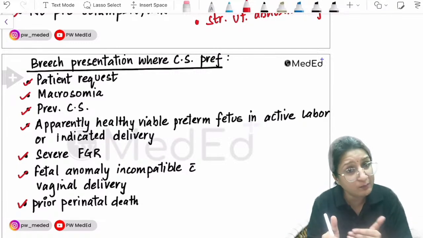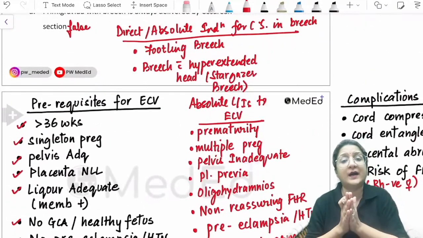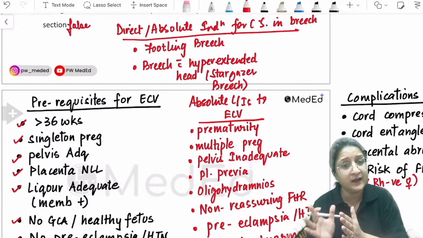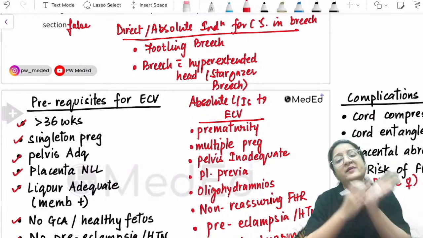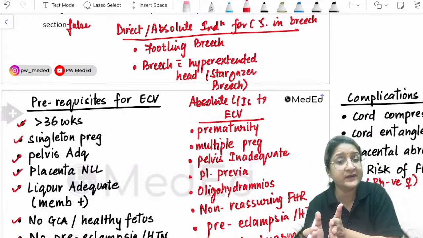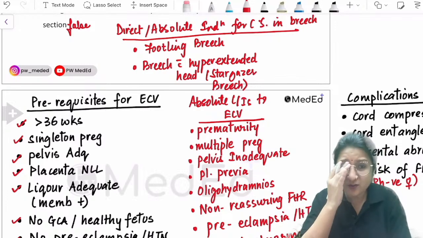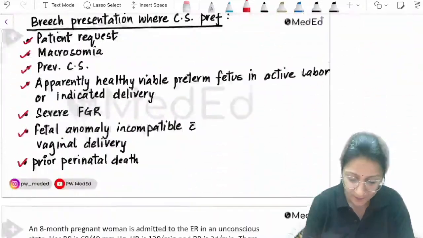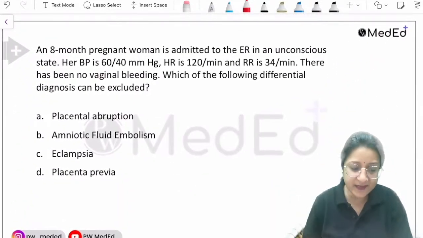You don't need to mug this particular list up, but the list that you need to mug up is the prerequisites for ECV. Once you remember the prerequisites, you remember the absolute contraindications to ECV. Keep that in mind, okay? So any doubts here, or shall we move to the next question? Yes. Let's see the next question.